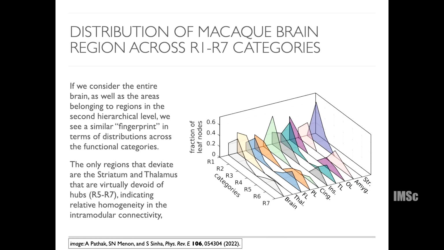We don't find any hubs in the thalamus. I was asking whether the thalamus and striatum are both not connected hubs here. In the human brain, mostly the thalamus and striatum are the hubs. I mean connected hubs.